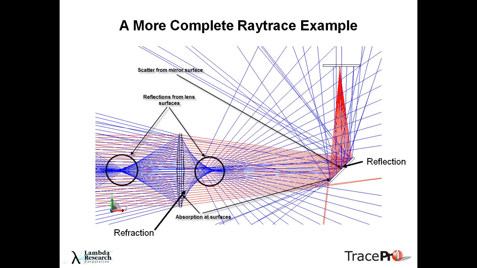Here's something that's a little more close to reality. We're seeing reflections back from both the front and back surfaces of the lenses, causing ghost images. We're seeing refraction, absorption at the surfaces, scatter from the mirror surfaces here. So there's actually a lot more happening in the ray trace than what that previous slide showing with just rays being focused and then reflected. So this is where programs like TracePro really come into play for modeling all of these additional effects.